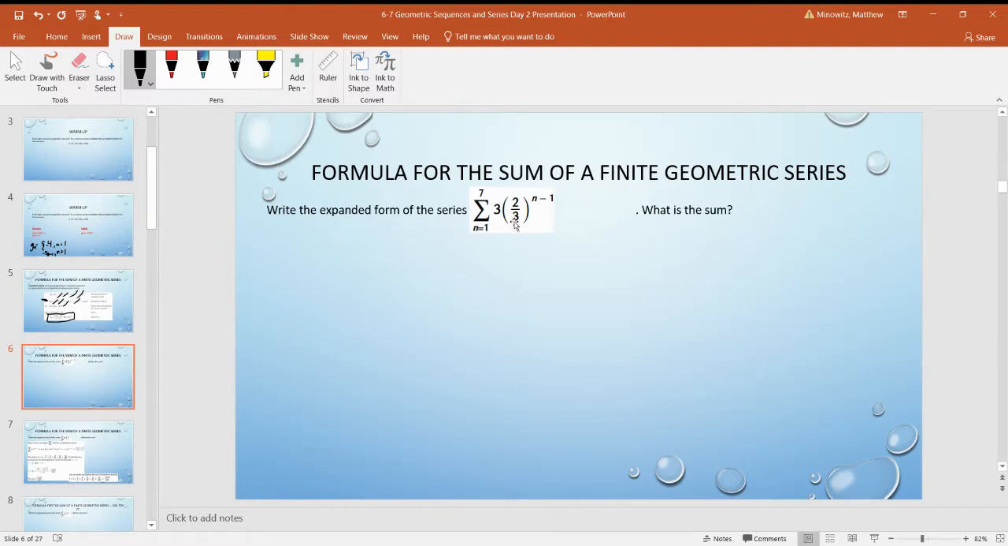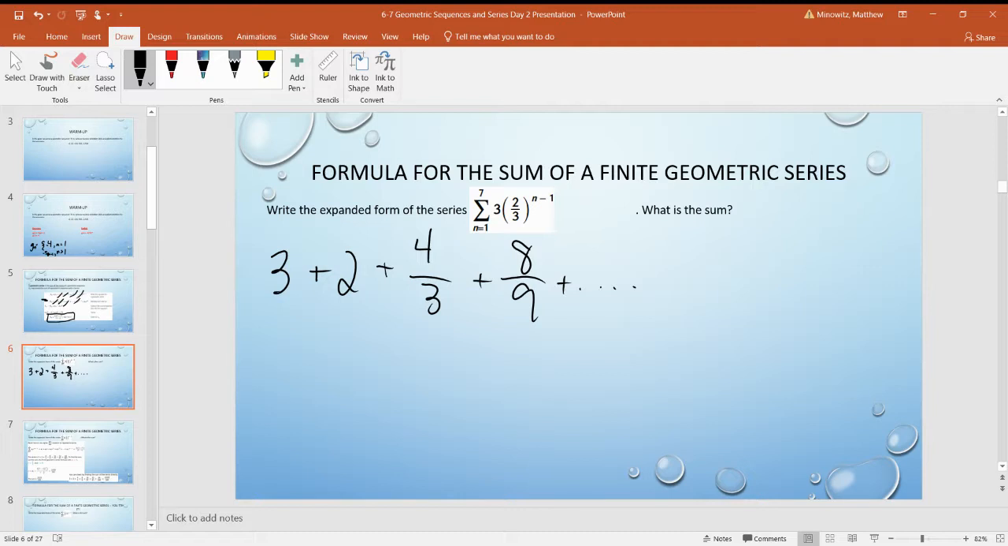So when it says write the expanded form, I see the first term is 3, and then I multiply by 2/3 to get the second term. So 3 times 2/3 is 2. I multiply that by 2/3. I multiply that by 2/3. And so on until I get all 7 terms. And then I can add them up by hand.